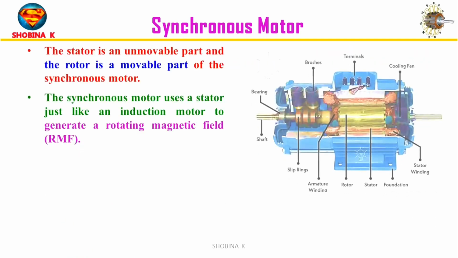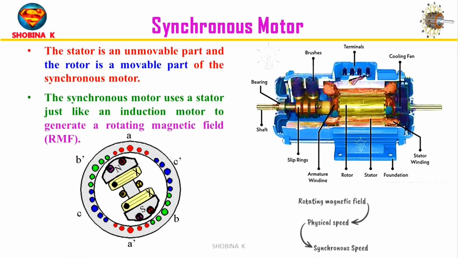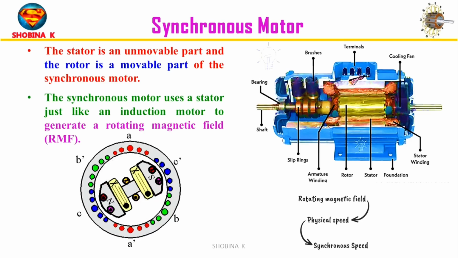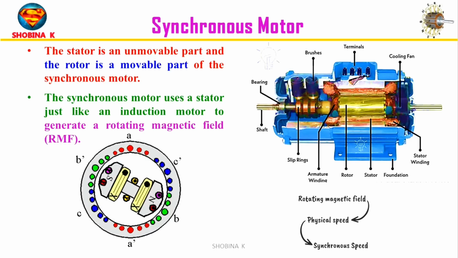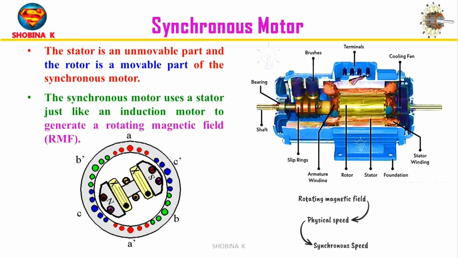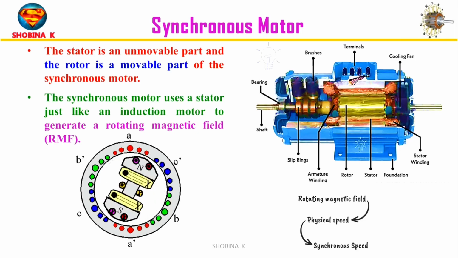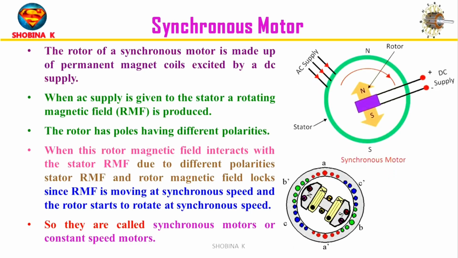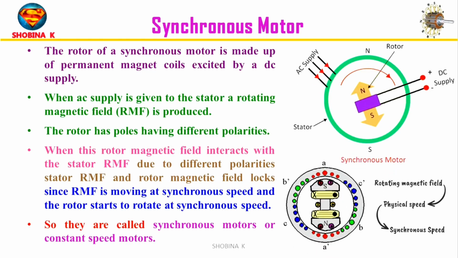A synchronous motor mainly consists of two parts, one is the rotor and the other is the stator. The stator is the unmovable part and the rotor is the movable part of the synchronous motor. The synchronous motor uses a stator, just like an induction motor, to generate a rotating magnetic field. The rotor of a synchronous motor is made up of permanent magnet coils excited by a DC supply.